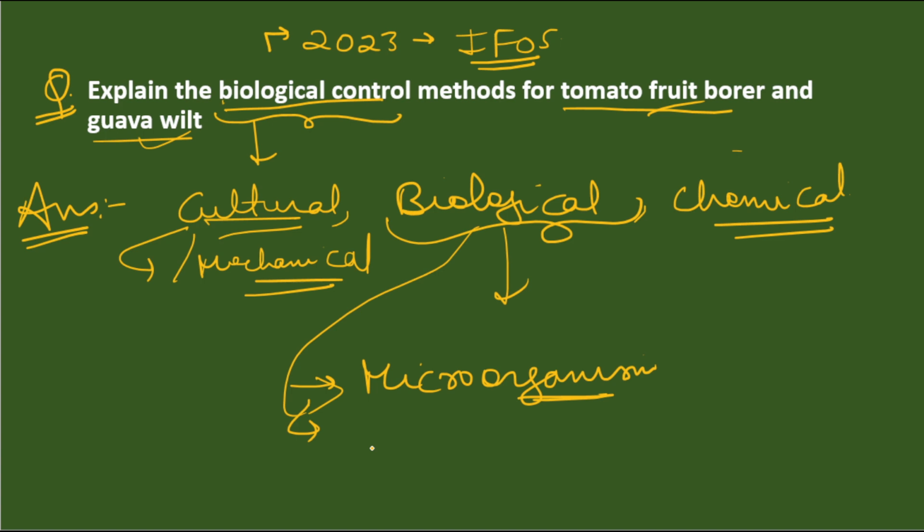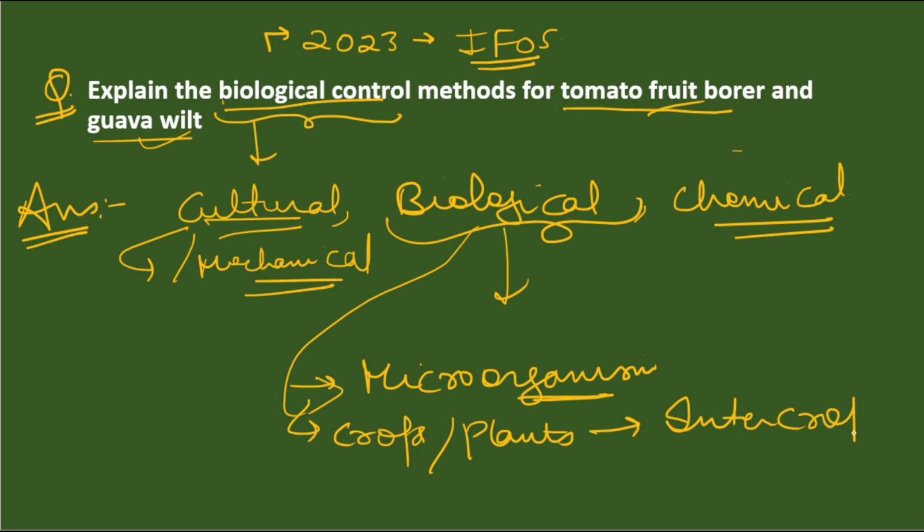We can also use some other crops, as well as other plants, such plants which can act as the host for these disease pathogens, or you can say for these pests, so that instead of attacking the main crop, they attack those other crops, those other plants, which could prevent the main crop from damage. So here we can do intercropping with such crops.